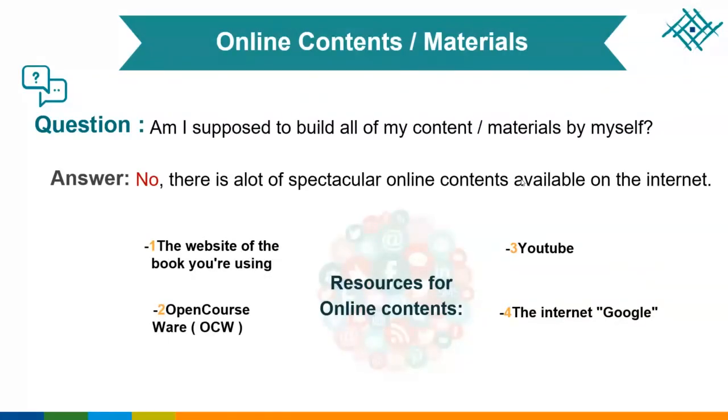First, what are the resources for your lessons or for online content? The first really important web resource is the website of the textbook you are using. It's very important. Next, OpenCourseWare, maybe the MIT OpenCourseWare, and you have YouTube channels, and you have the internet, Google. These are the main resources for online content.